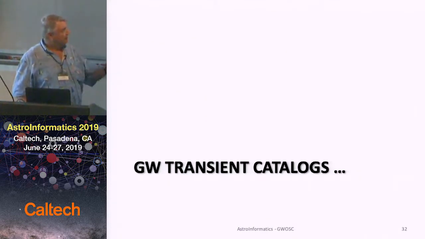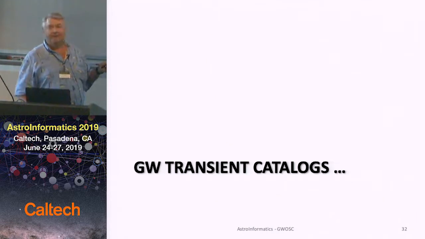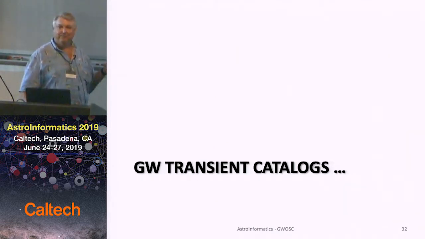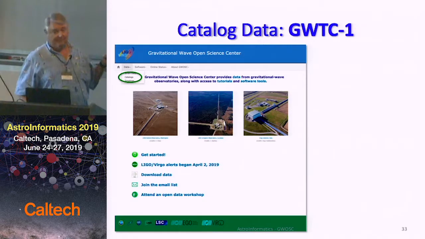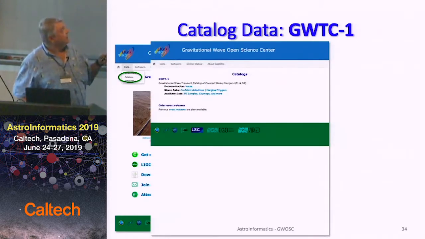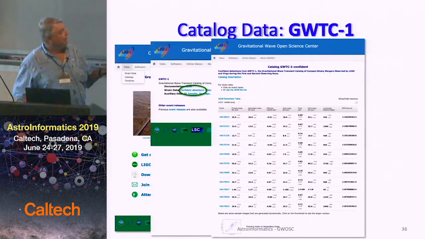We now have a transient catalog, a gravitational wave transient catalog. Last week, I think the publisher accepted the paper in final form for publication, so it should be out soon. But the data has been on our website for a very long time, in fact since the preprint went onto the archive. So since then, you've been able to get the data.